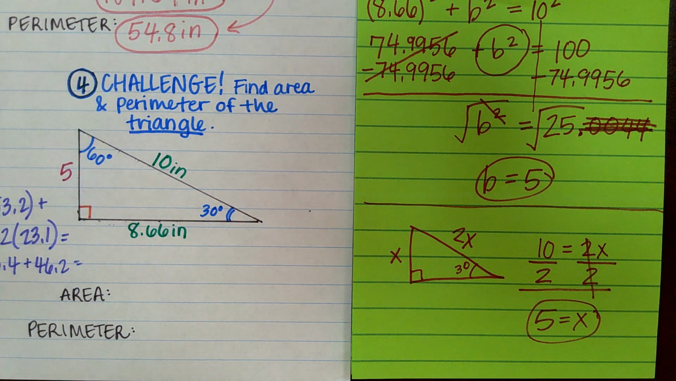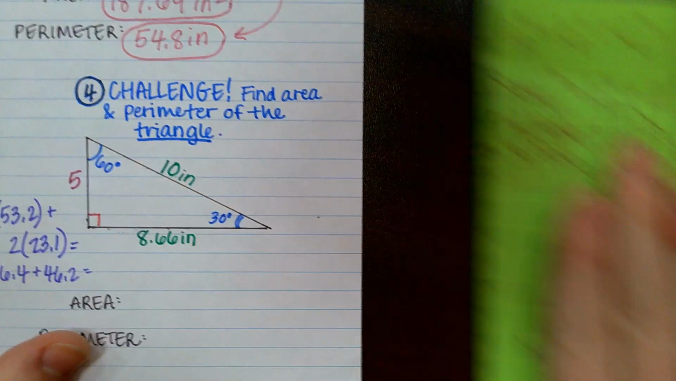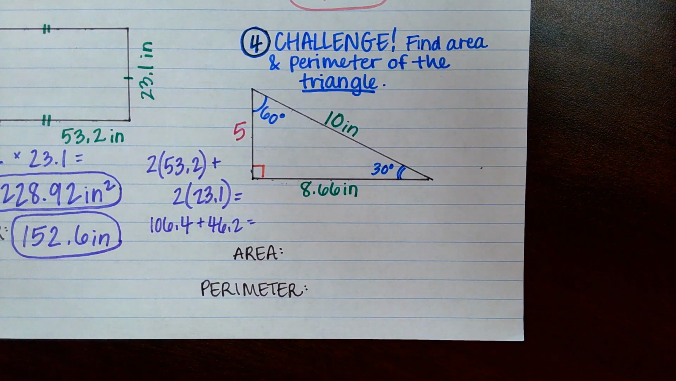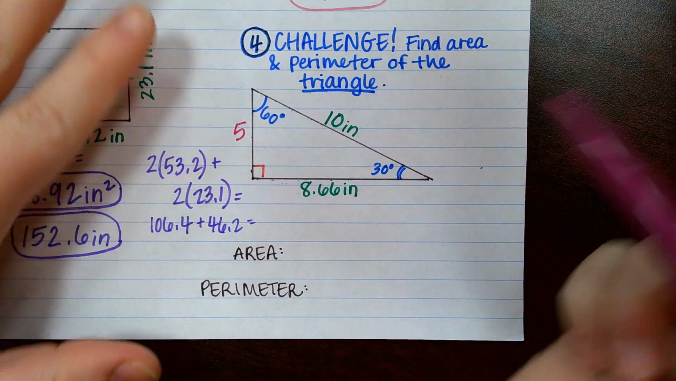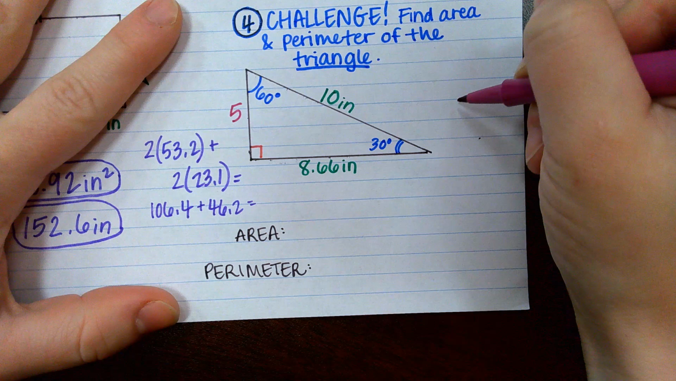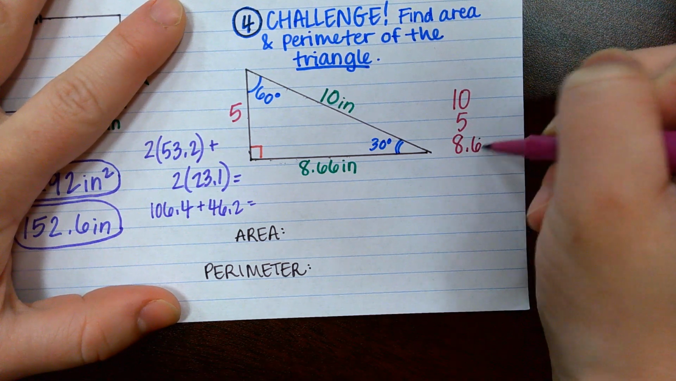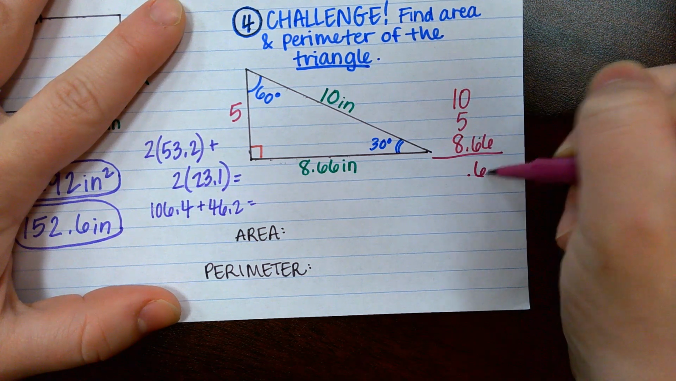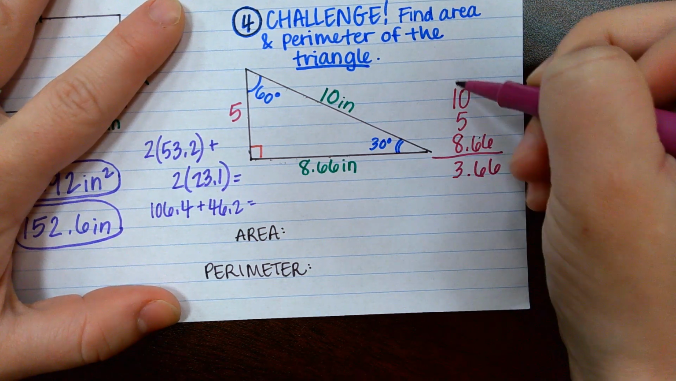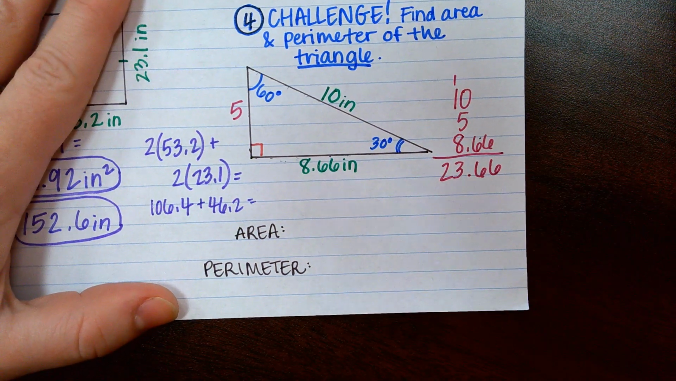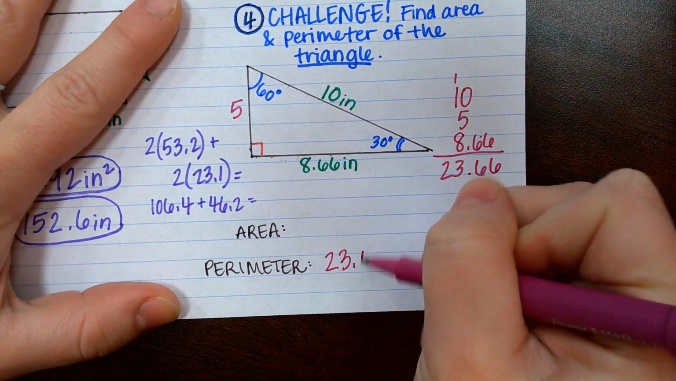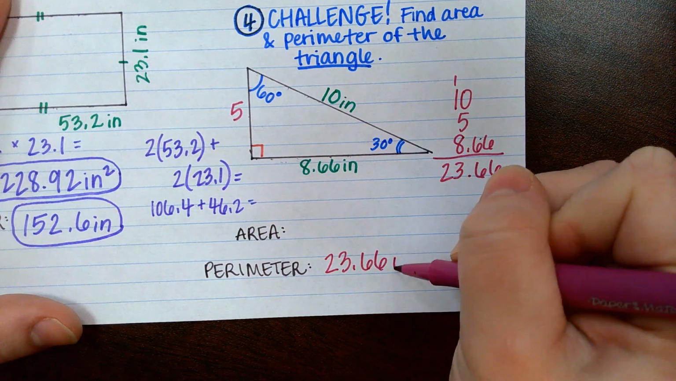Perfect. Okay, so now we have all three side lengths. So how are we going to use those to find our area and our perimeter? I added the 8.6 and the 10 inches and the 5. Perfect. And is that area or perimeter? Perimeter. Perfect. So let's do that. 10 plus 5 plus 8.66. 23.66. Yes. 23.66 is our perimeter. What's our units? Inches. Good.